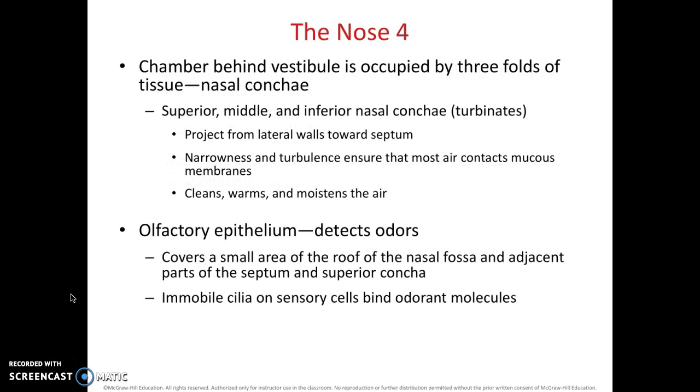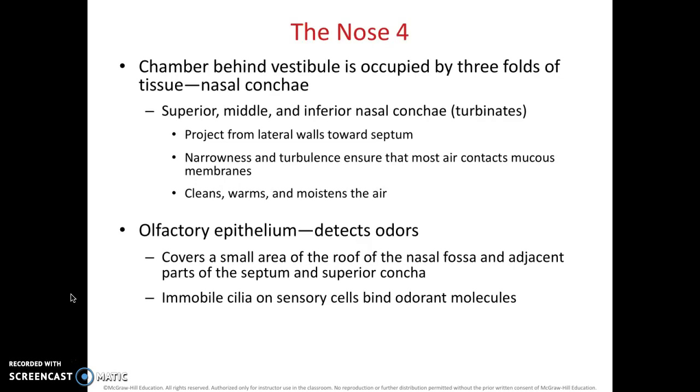The chamber behind the vestibule is occupied by 3 different folds of tissue, which are called the nasal conchae. They are superior, middle, and inferior nasal conchae. These project from the lateral walls and go towards the septum. The narrowness of these and the turbulence of airflow ensures that most air is able to come in contact with mucous membranes. This allows the nose to clean, warm, and moisten the air because you're cleaning it by trapping molecules in the mucus, warming it with body temperature, and moistening it using the moisture within that air.